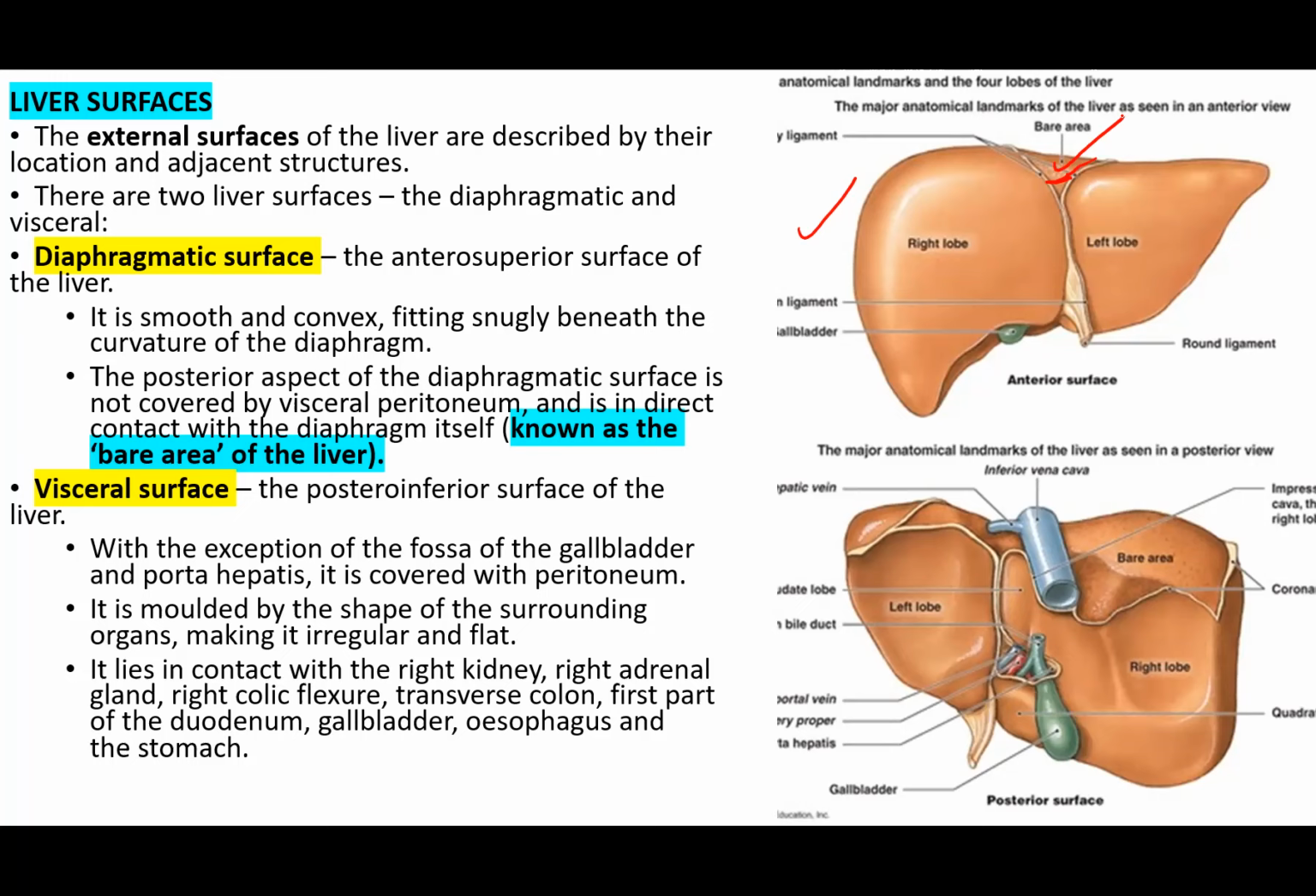And these impressions are caused by the adjacent structures, which are the right kidney, the right adrenal gland, right colic flexure, transverse colon, first part of the duodenum, gallbladder, esophagus, and stomach.